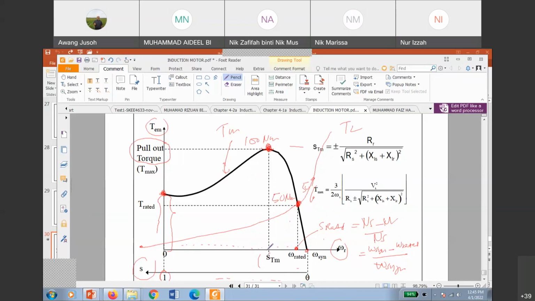You need to calculate the slip maxima. There's a formula for that. The formula for slip maxima is shown here already. In order to calculate the slip maxima, just use this formula only. You know the R2, the resistance of the rotor. Divide by the square root of R1 squared plus X1 plus X2 squared. That gives you the slip maxima. So you use this for slip maxima.